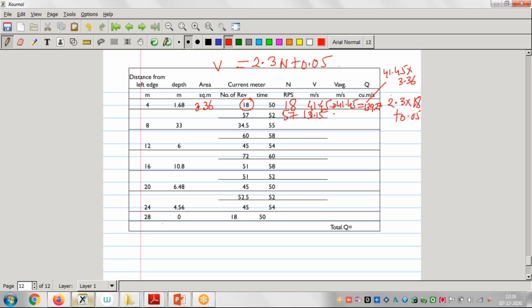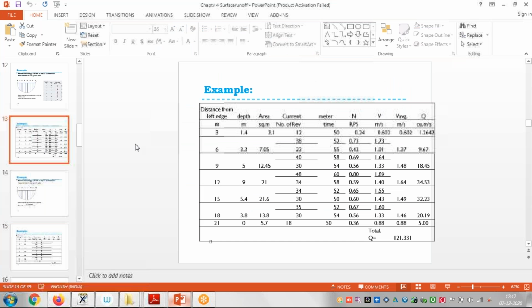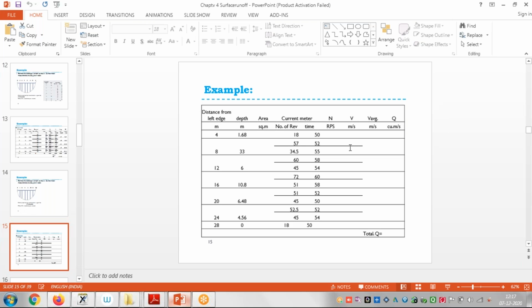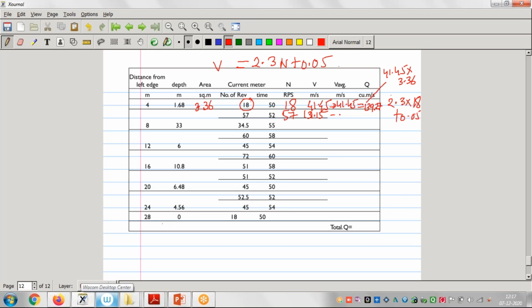Now in this case, we don't know what the average velocity should be here. No average velocity is taken; they have not taken it. At the sixth one, they have taken the average velocity. The same thing we will do here. We will not take the velocity directly, we will take the average. So now tell me, the n is 34.5, right?